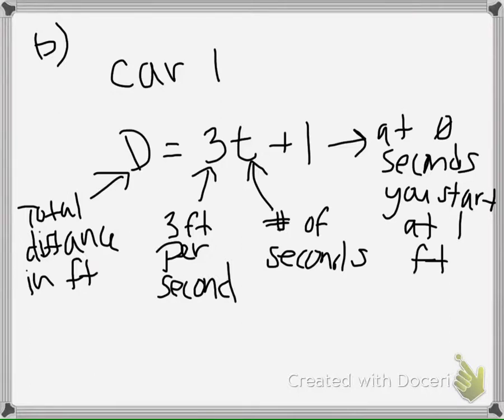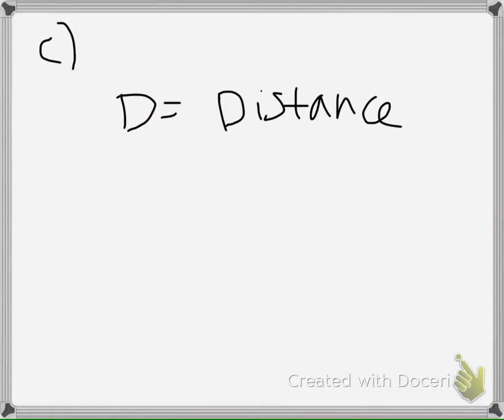Okay, C says, what is the dependent variable and the independent variable? I know that the dependent variable is also the y. So in this case, it is distance, because the distance relies on or is dependent on the time. And then the independent variable is the time in seconds. You could have just used the tables to figure that one out.